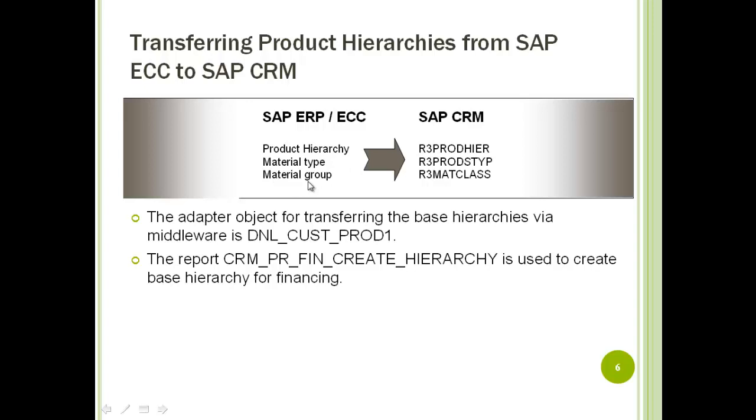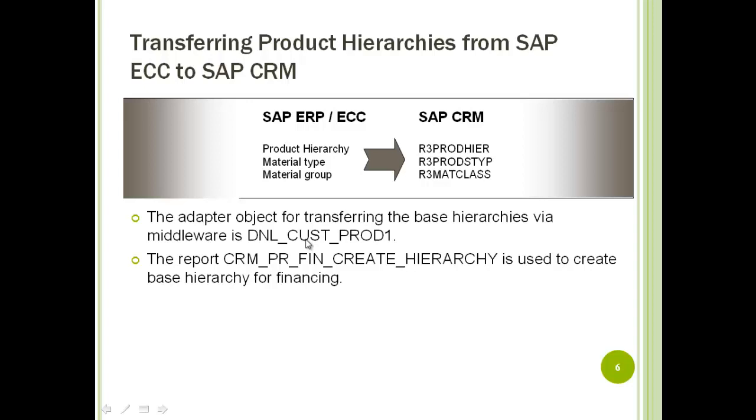Now, these are the material type, material group, and product hierarchies. Okay. So, the replication of hierarchy data is performed as part of customizing download and uses the download object DNL_CUST_PROD1. Okay. So, this download has to be performed before the material download. So, the adapter object for transferring the base hierarchy is DNL_CUST_PROD1. So, you must remember this.